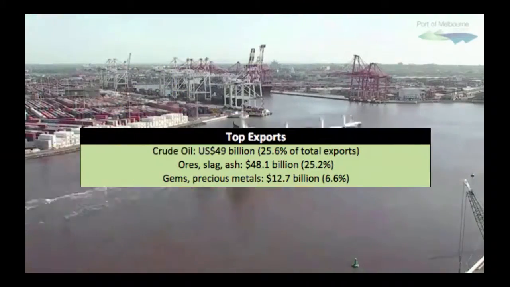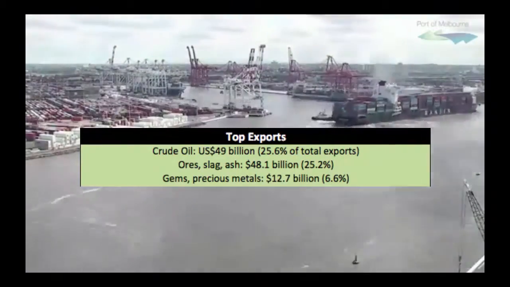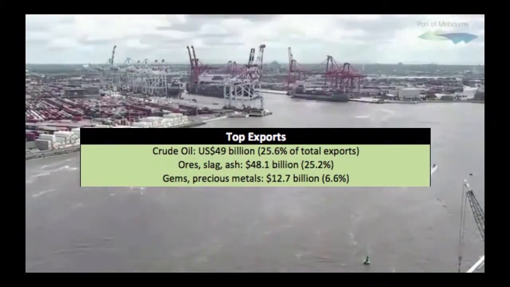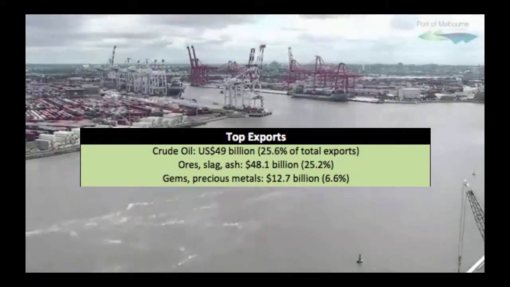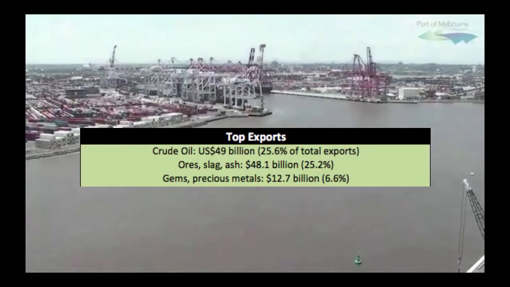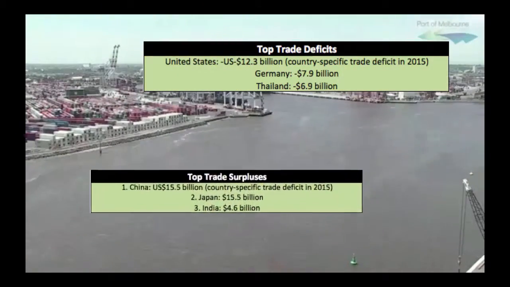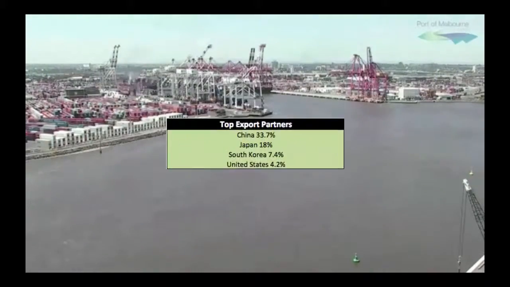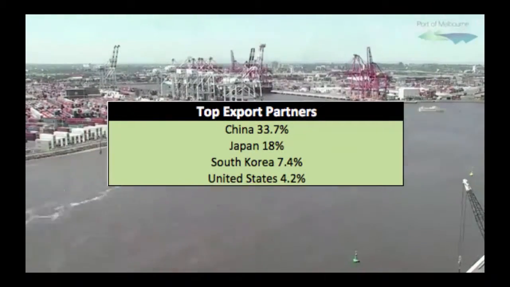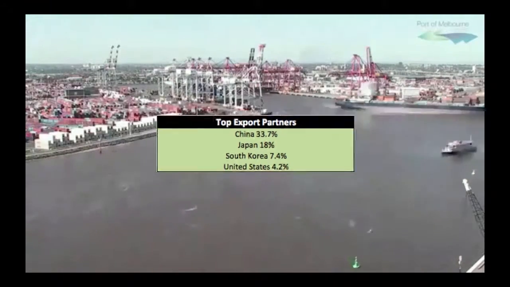With an abundance of natural resources, it is no surprise that crude oil, ores, slag, and ash account for 50% of exports. However, with more attention being paid to the environmental impact of such items, caution should be heeded in the coming years as these exports could drastically decline. The economic slowdown in China has been seen as the cause for the sluggish export numbers. Looking at the top export partners for Australia, we once again find China at number 1, with Japan, South Korea, and the United States close behind.